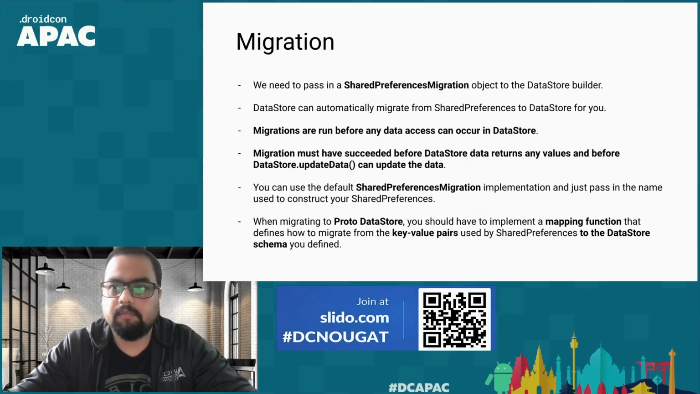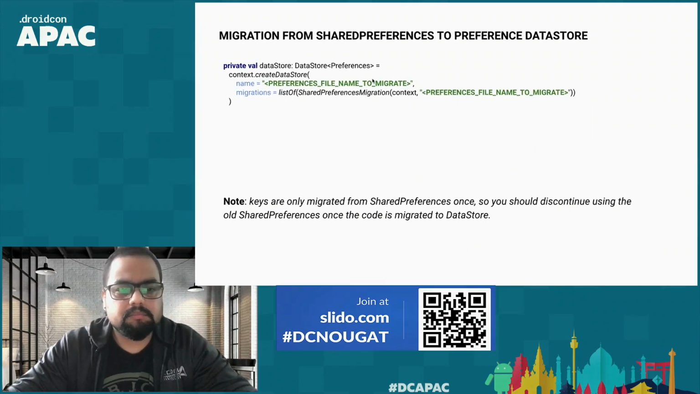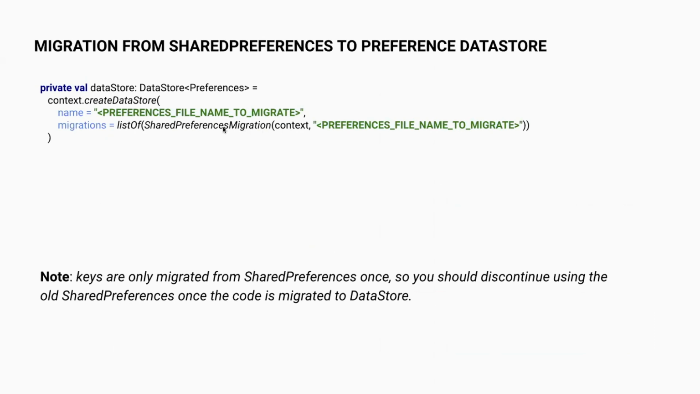Because right now the preference data store is very much simple. For proto data store, you can just have a mapping in place along with the serializer, and you can basically do it. As I told you, you can pass a list of migrations to it. There's the name of the preference file, that existing old preference file that you need to migrate, and there is a list of shared preference migrations that you need to create. So just create an object and pass it, and the rest of the things will be handled.